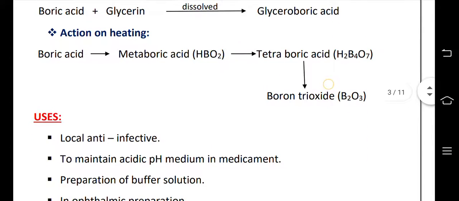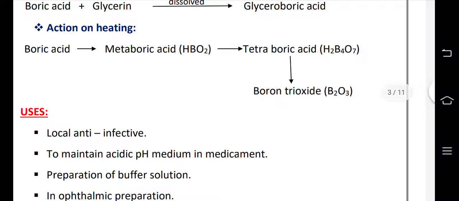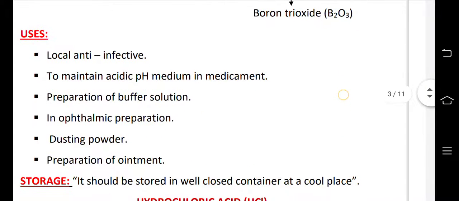Then boric acid on heating. So boric acid on heating forms metaboric acid, and on further heating it forms tetraboric acid, and tetraboric acid on further heating forms boron trioxide. So these are the chemical properties of boric acid. Now coming to uses of boric acid.